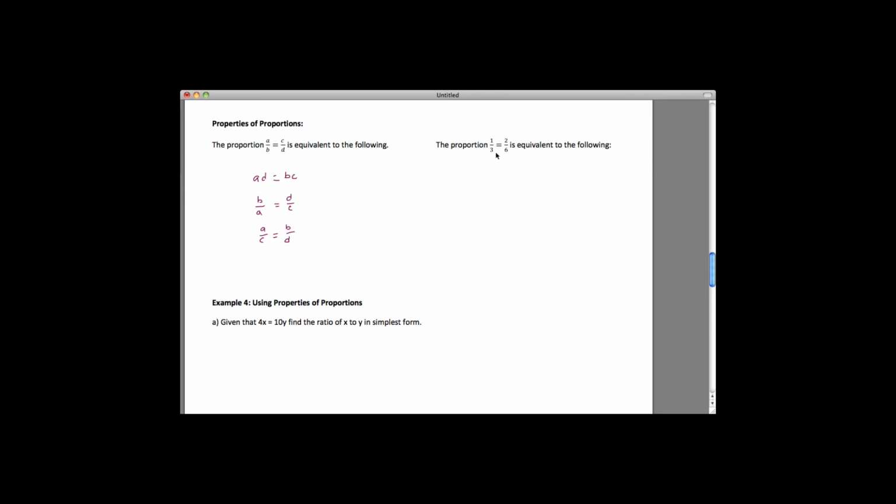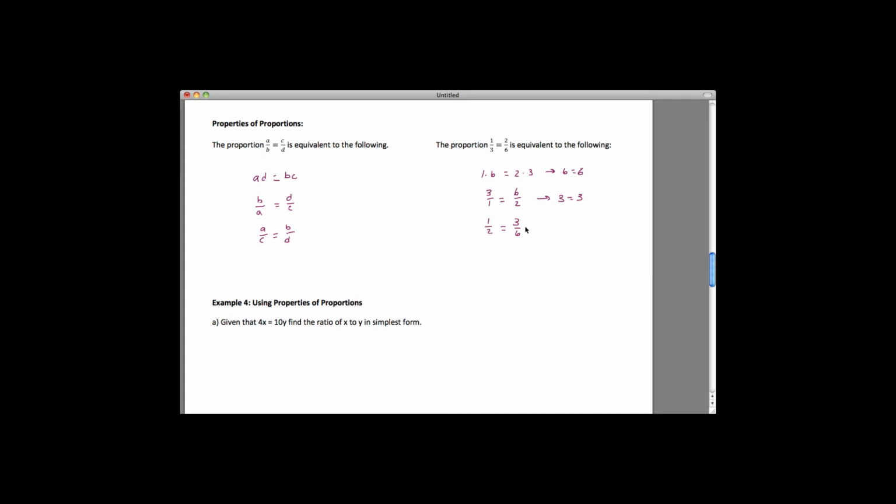If we look at what this means for numbers, we could say 1 times 6 is equal to 2 times 3. So that means 6 equals 6, which makes sense. Or we could say 3 over 1 is equal to 6 over 2, which gives us 3 equals 3. So that checks out. Or we could say 1 over 2 is equal to 3 over 6. You can see with the numbers how this works out.